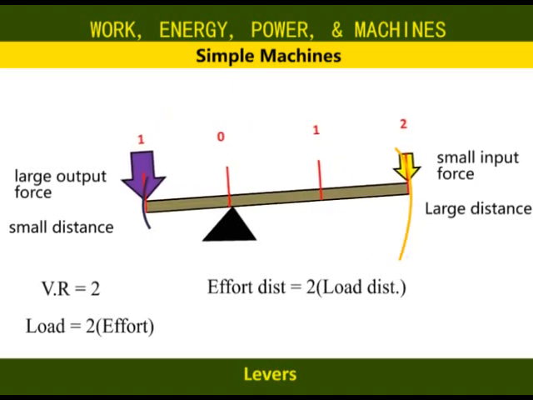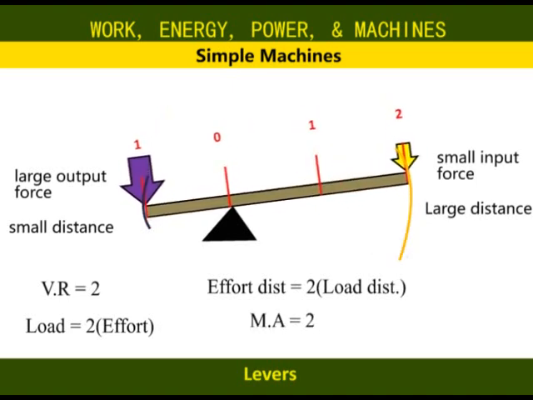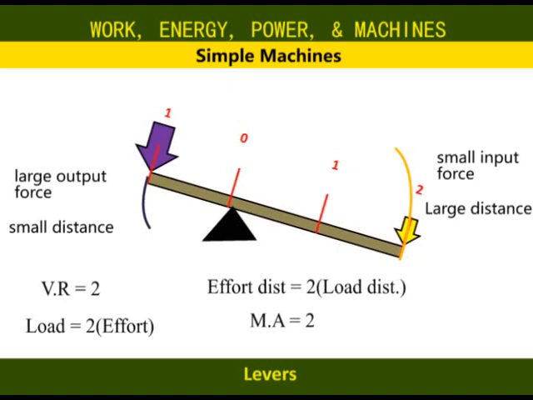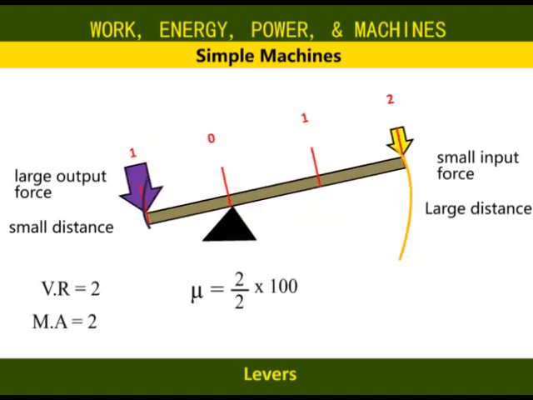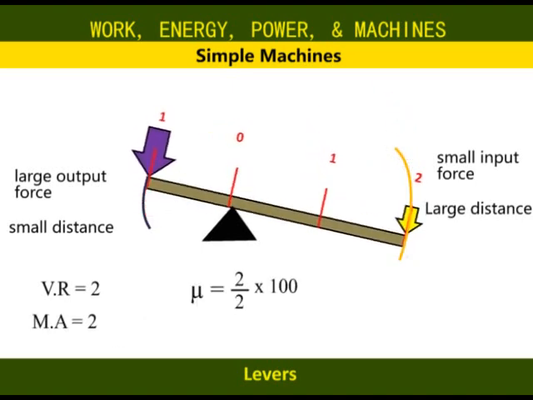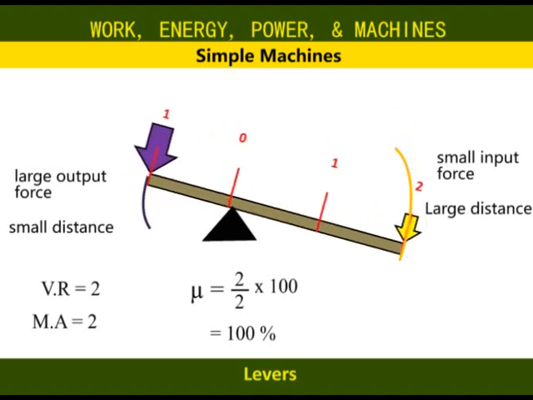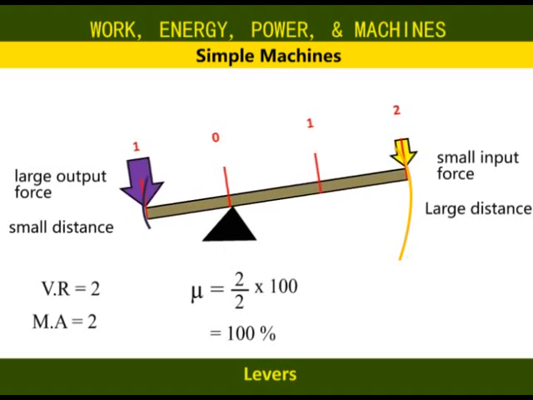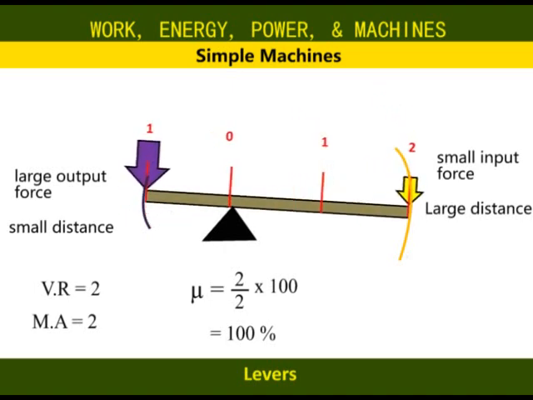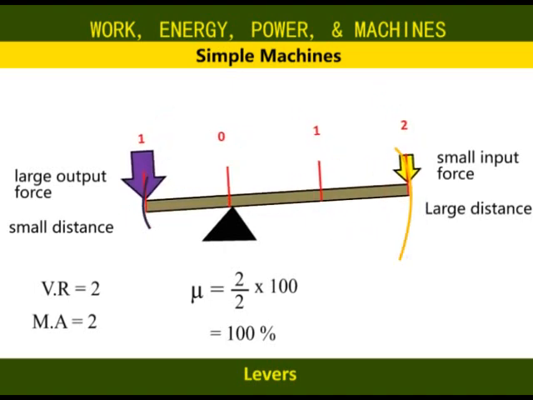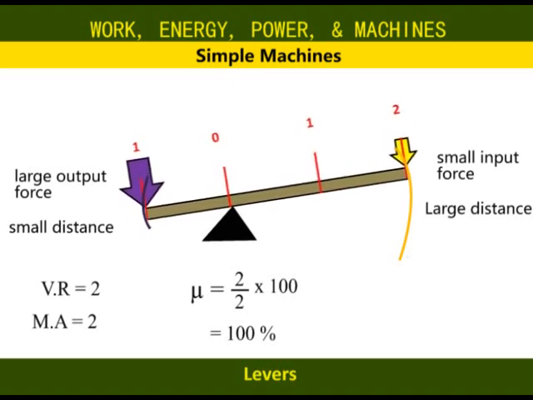So for this lever, the mechanical advantage is 2, meaning its efficiency will be 2 over 2 times 100, giving us 100%. Usually we do not have machines with 100% efficiency, and that is because some effort will be used to overcome the force of friction at the fulcrum.